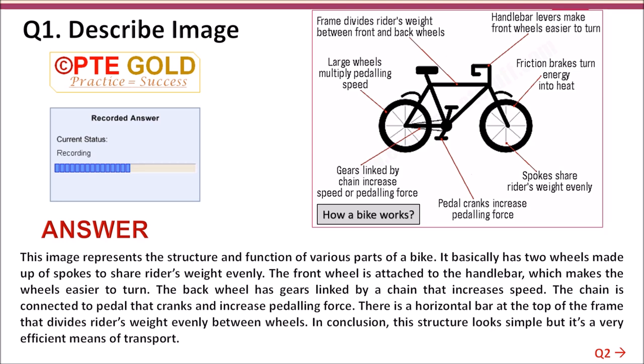The chain is connected to the pedal that cranks and increases pedaling force. There is a horizontal bar at the top of the frame that divides the rider's weight evenly between wheels. In conclusion, this structure looks simple, but it's a very efficient means of transport.